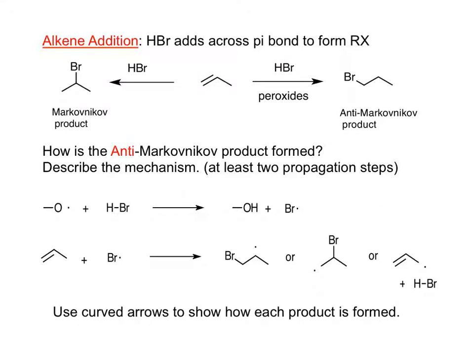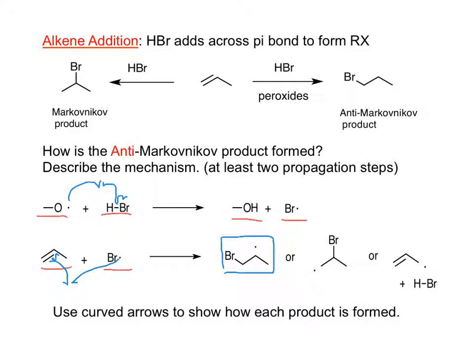It turns out that in that first propagation step, the RO radical reacts with HBr to form an alcohol and the Br radical. In the second propagation step, the Br radical reacts with the alkene to form another radical, plus HBr. So stop the video and use curved arrows to show how each product is formed and determine which radical is formed in the second step. So here are the answers.